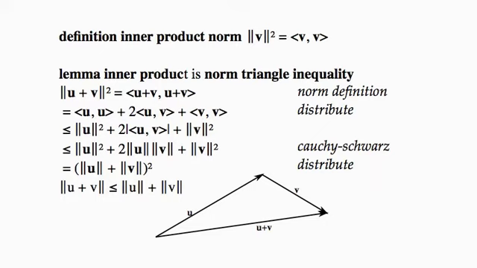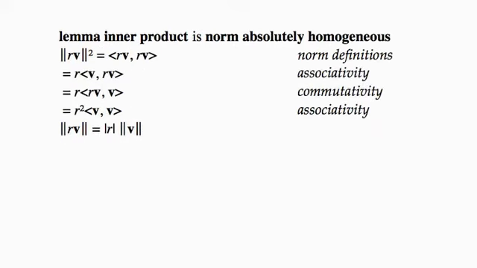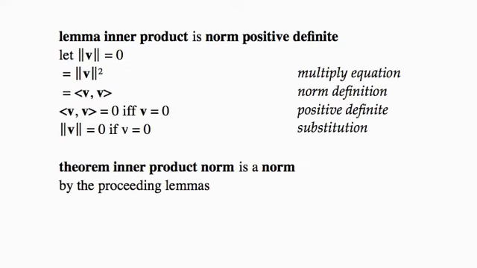Cauchy-Schwarz involves multiplying norms, so addition has to be turned into multiplication. The second norm axiom comes straightforwardly from inner product scalar associativity. The last norm axiom is just a simpler case of the inner product positive definite axioms. This concludes that when a vector space has an inner product, it can be used as a norm.